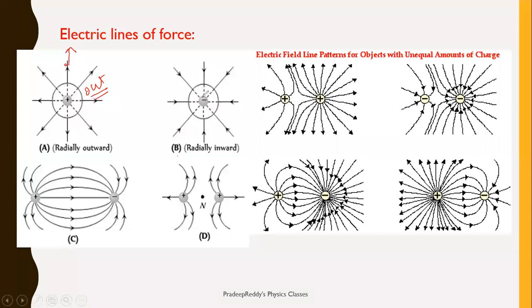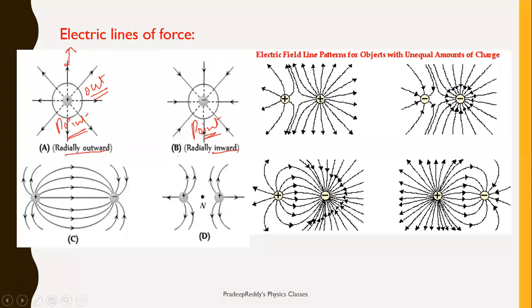Similarly, if you are taking an individual negative charge, a point negative charge, this is also a point charge. The lines of force will be inward because the test charge gets attracted towards it. So this is radially inward, and this is radially outward.